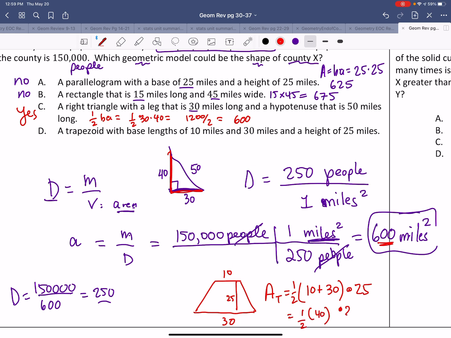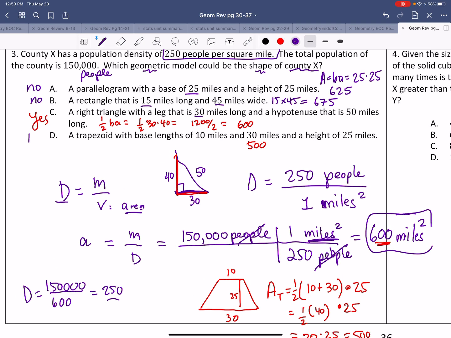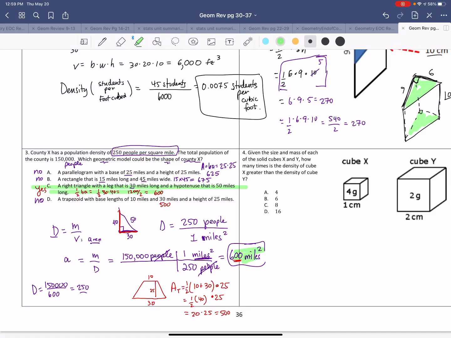So its average width is 20, and 20 times 25 is 500. So this is a no. Again, feeling even better with our answer being C. Cool. Okay, question number 4.